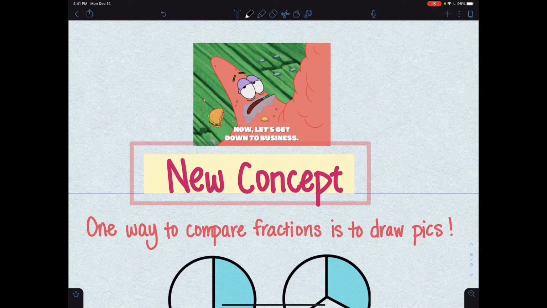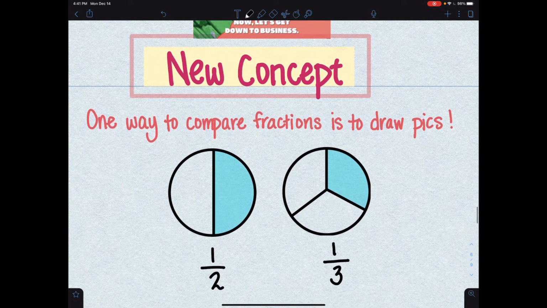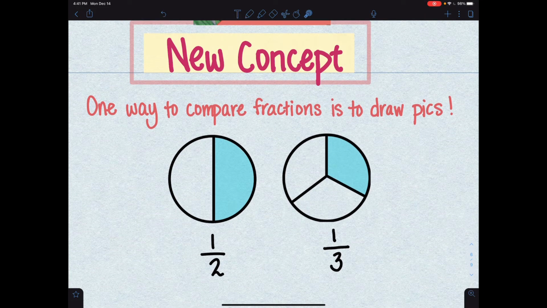All righty, here's our new concept. The new concept is, you know, one way to compare fractions is basically to draw pictures of the fractions and then look at the pictures and compare the pictures. So to illustrate this, we are going to draw pictures to compare a half, this is a half, and this is a half, to a third. And this is a third, and this is a third.